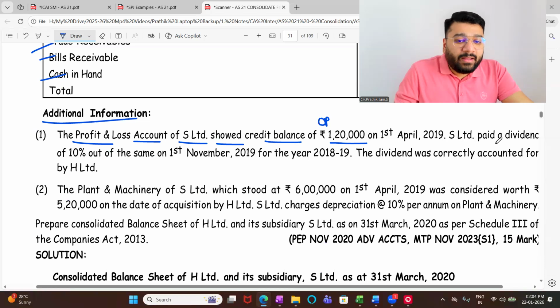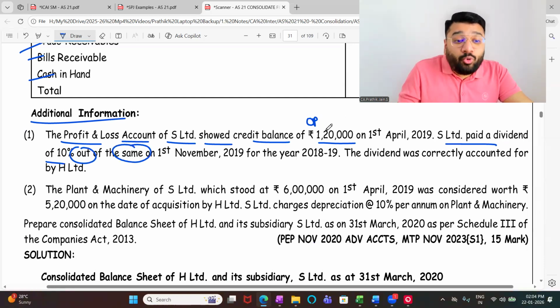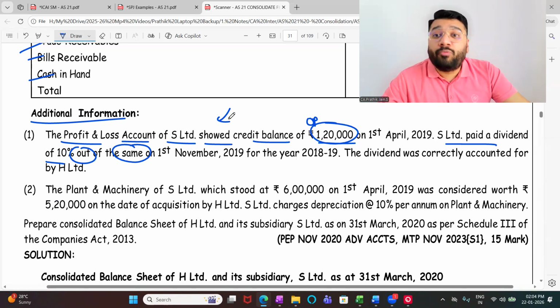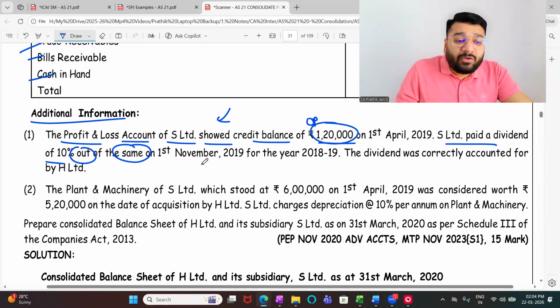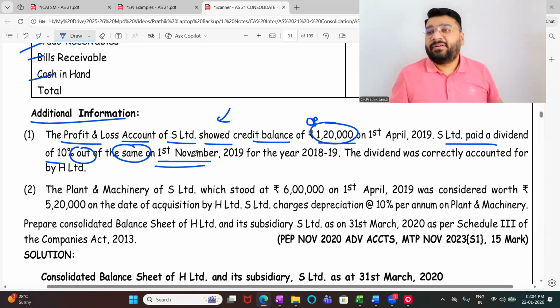Now, S Limited paid a dividend of 10% out of the same. Out of means what? This line is a continuation of the previous line. In the previous line, they're talking about the opening profit. Opening profit is pre-profit. So they're talking about pre-dividend. Okay, not okay? And this dividend is given in the middle of the year.